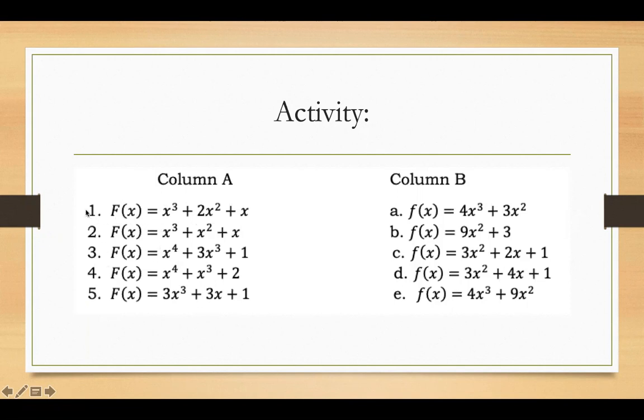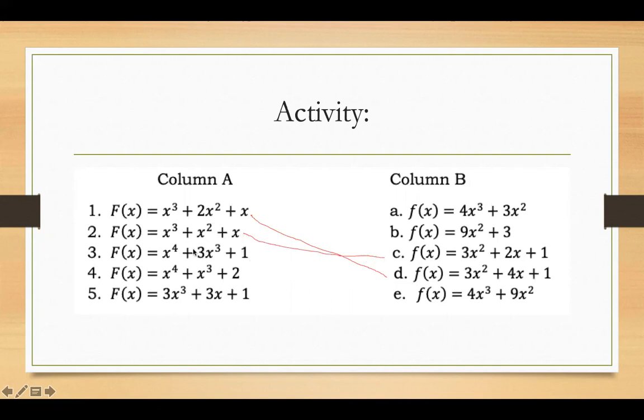For example, number one, f of x is equal to x cubed plus 2x squared plus x. If you search for its derivative, x cubed becomes 3x squared, 2x squared becomes 4x, and x becomes 1. So it will be 3x squared plus 4x plus 1. I believe we will match it to letter D. Let's proceed to number two. This is 3x squared, 2x, and 1. So for number 2, let's match this with letter C.